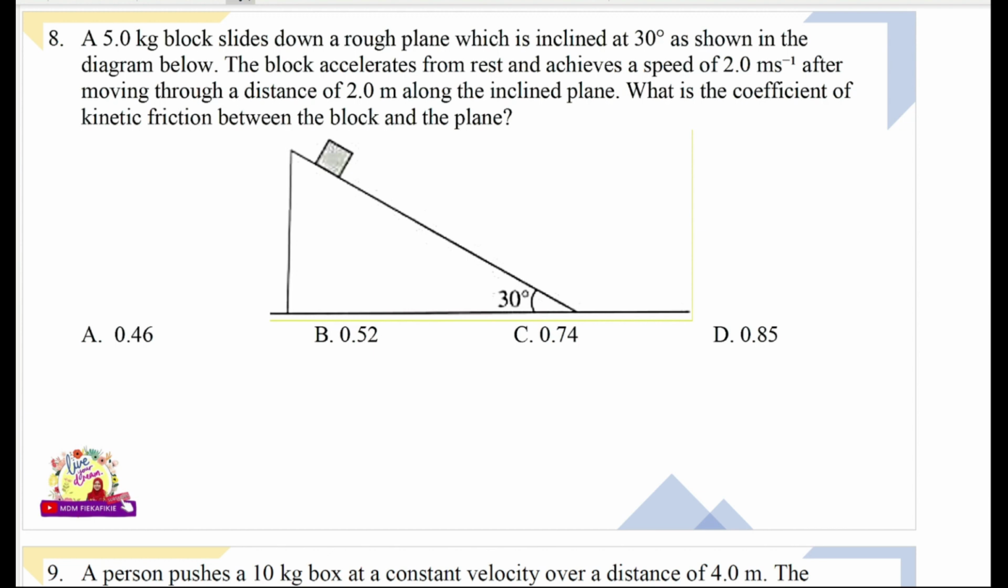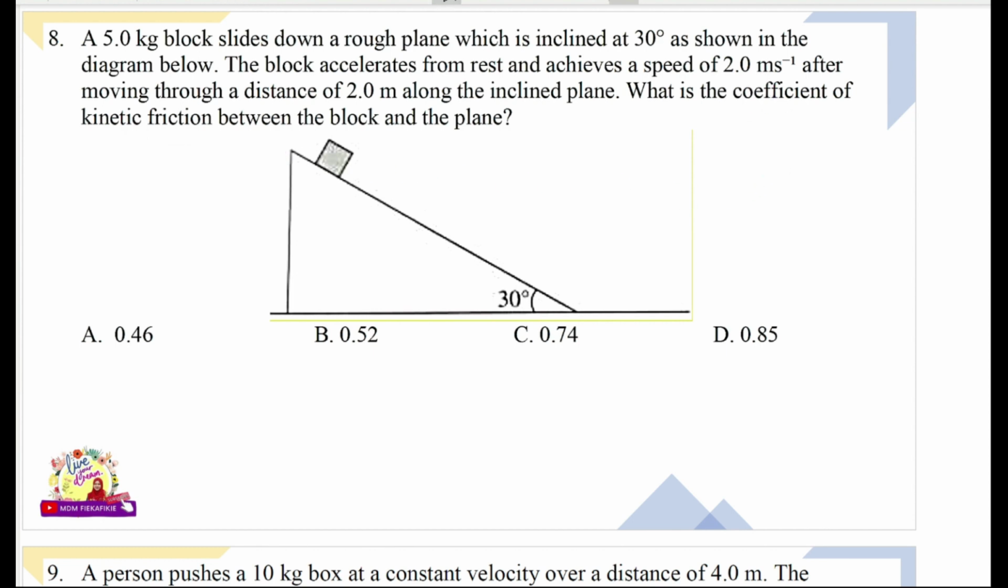So here we have a 5 kg block that slides down a rough plane which is inclined at 30 degrees, as shown in the diagram below. The block accelerates from rest and achieves a speed of 2 meters per second after moving through a distance of 2 meters along the inclined plane. Now we want to calculate the coefficient of kinetic friction.